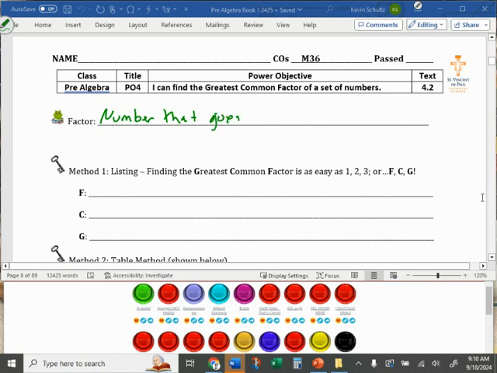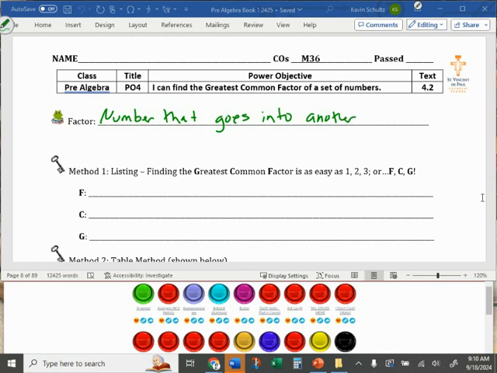A number that goes into another number, and here's the key, evenly. Okay? A number that goes into another number evenly. So, for example, like I said, the factors of 12, what are the numbers that go into 12 evenly?